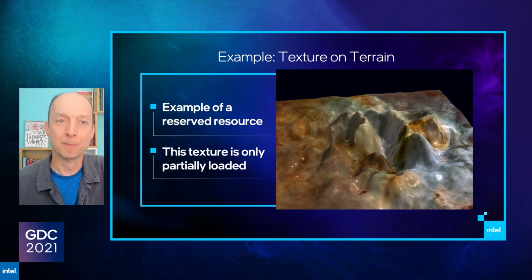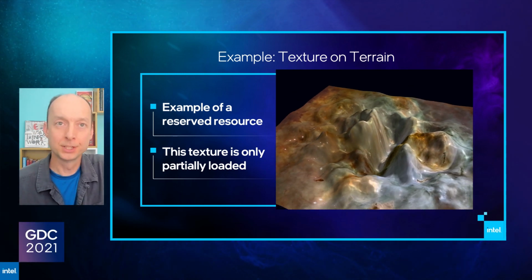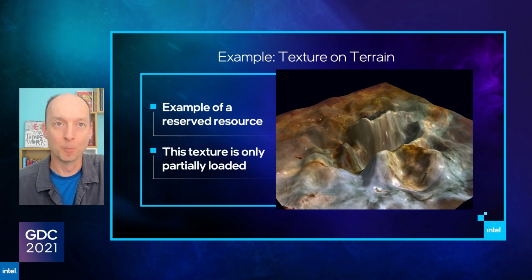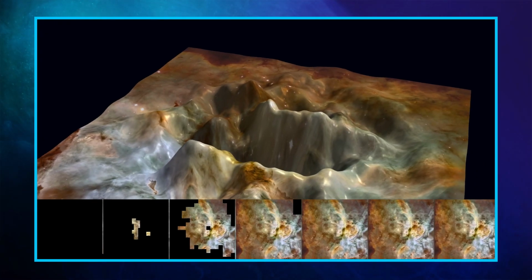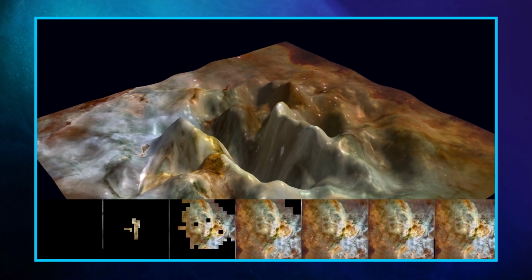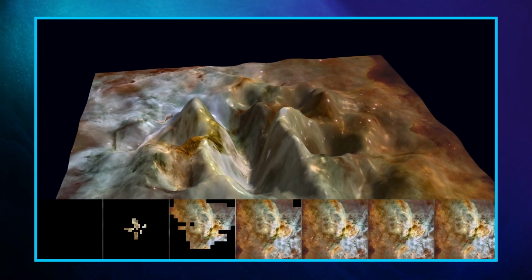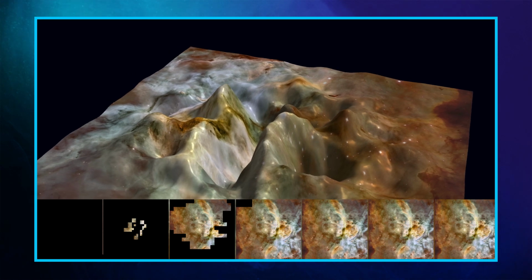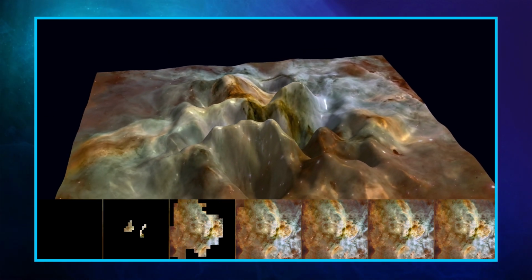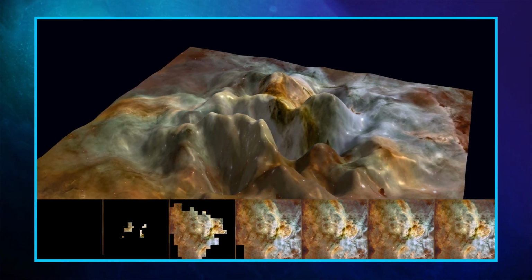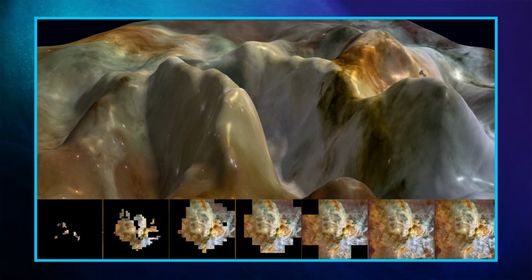Here, we're looking at some geometry with a single 350 meg 16K by 16K BC7 format texture, allocated as a D3D12 reserved resource. Now, along the bottom, I'm showing the MIP layers of the reserved resource. On the left is MIP0, MIP1, MIP2, and so on. Where we see black, tiles haven't been loaded. MIP0, for example, is all black. As I move around, you can see different tiles are being loaded and evicted.